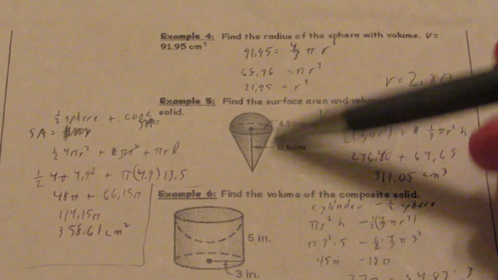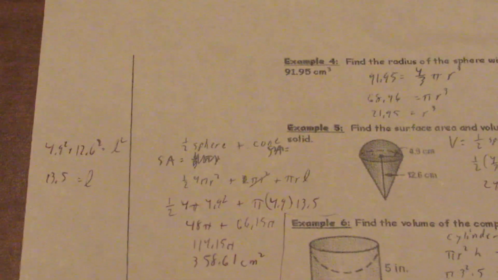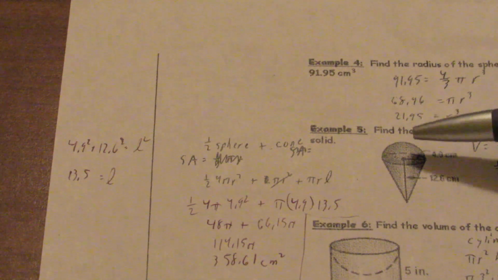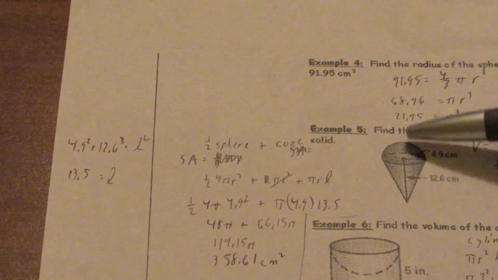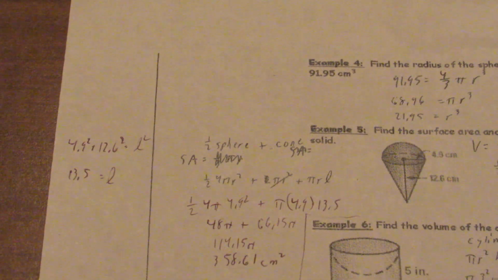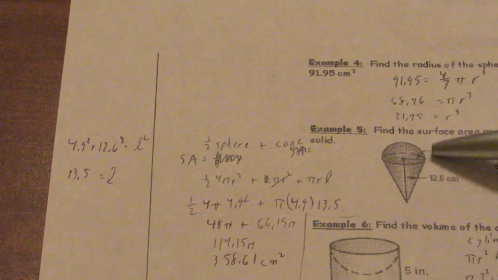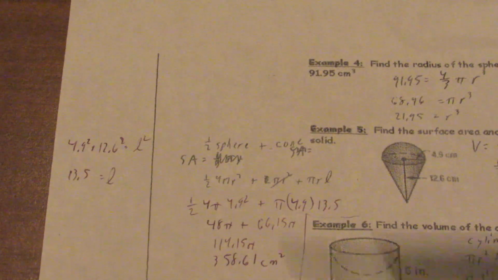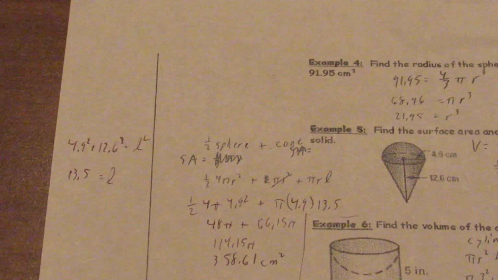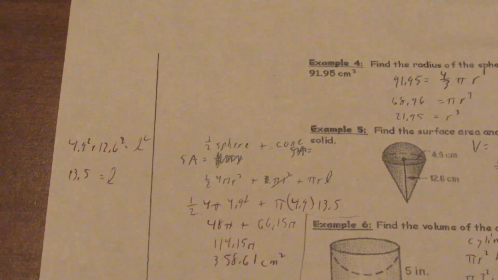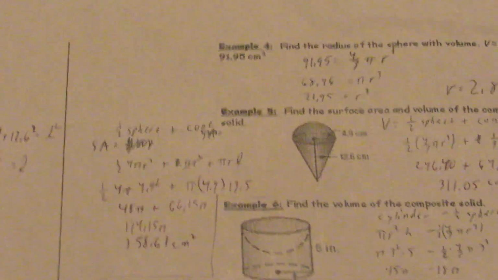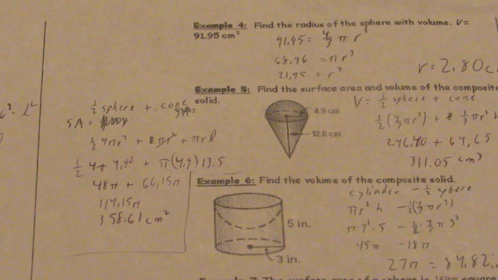They don't give me the slant height. So to find the slant height, we're going to do Pythagorean theorem. 4.9 and 12.6 are my A and my B. My hypotenuse is the slant height. So when I solve for my slant height, I get 13.5 centimeters. So then I'll be plugging that in for my slant height.